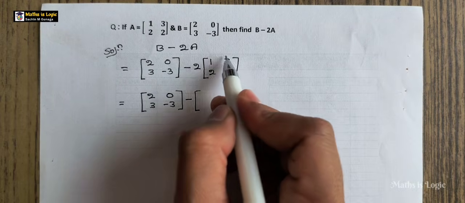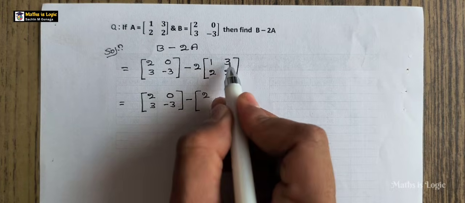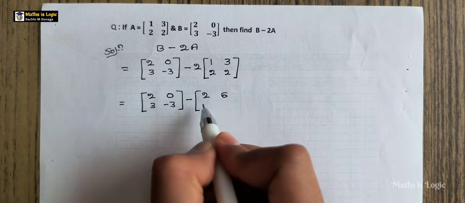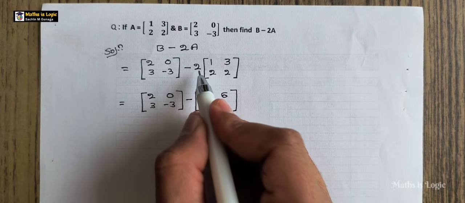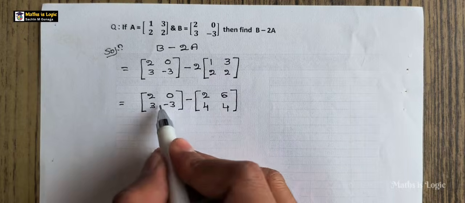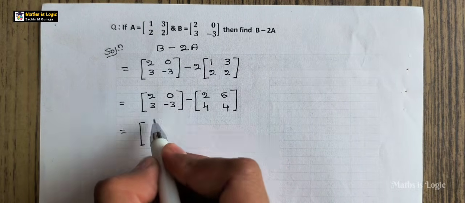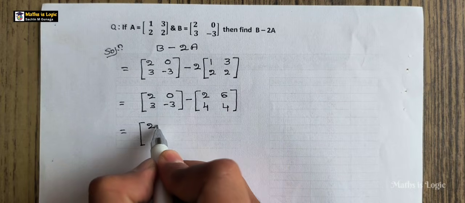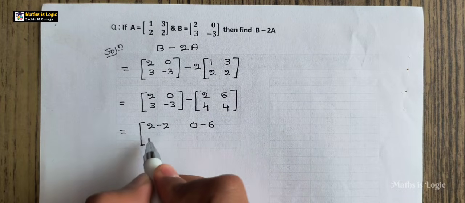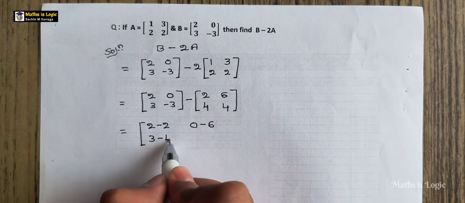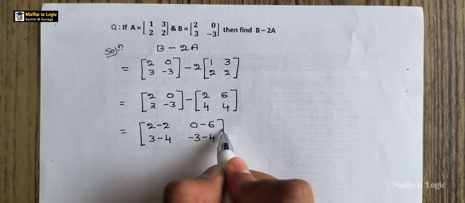Next multiply A matrix with this number 2. So 2 into 1 2, 2 into 3 6, 2 into 2 4, 2 into 2 4. So after multiplying with number 2, next subtract these two matrices. Therefore corresponding elements, first with first, 2 minus into plus is minus 2. Next 0 minus into plus is minus 6. Next 3 minus into plus is minus 4. Next minus 3 minus into plus is minus 4.